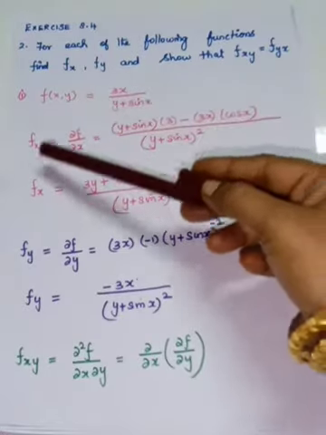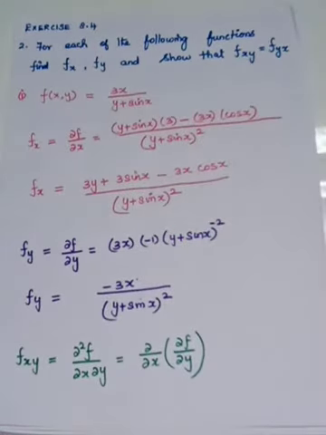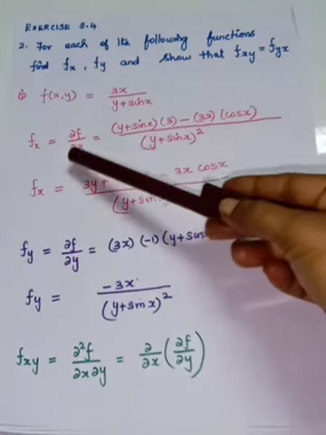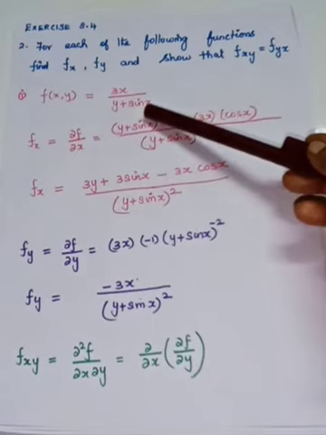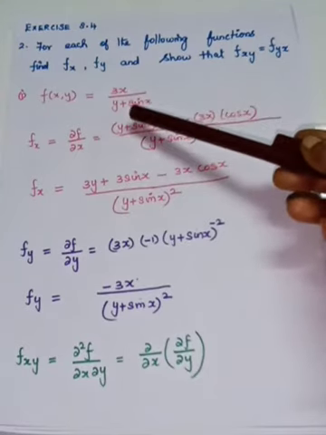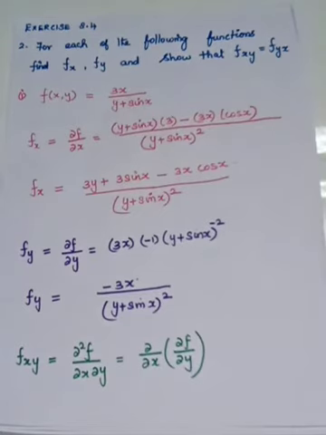So first you are going to find fx. What is fx? It is ∂f/∂x. So you are going to differentiate f partially with respect to x. That means you have to treat other variables as constant. Here the other variable is y, so y has to be treated as constant. The function has terms involving x in the numerator as well as the denominator, so when you differentiate, you have to use the quotient rule.